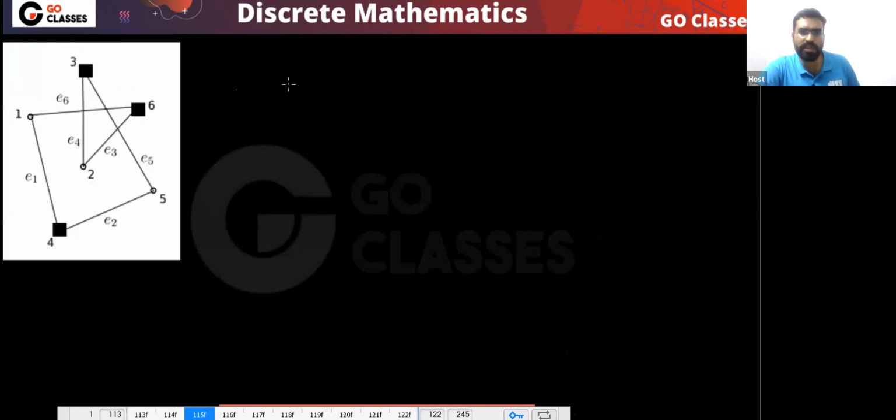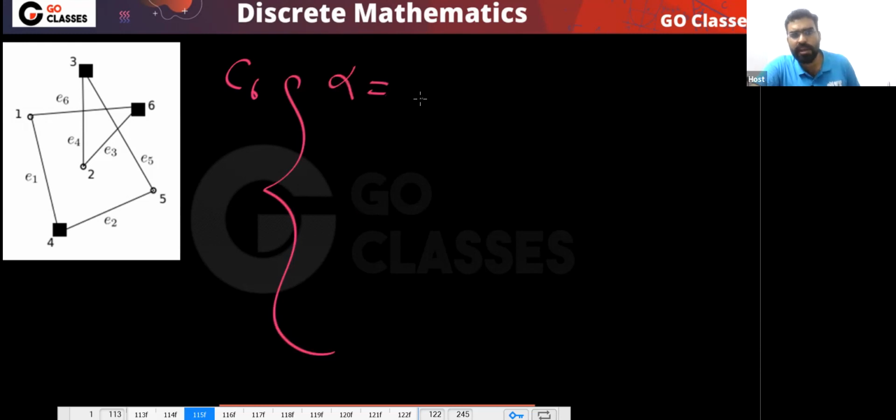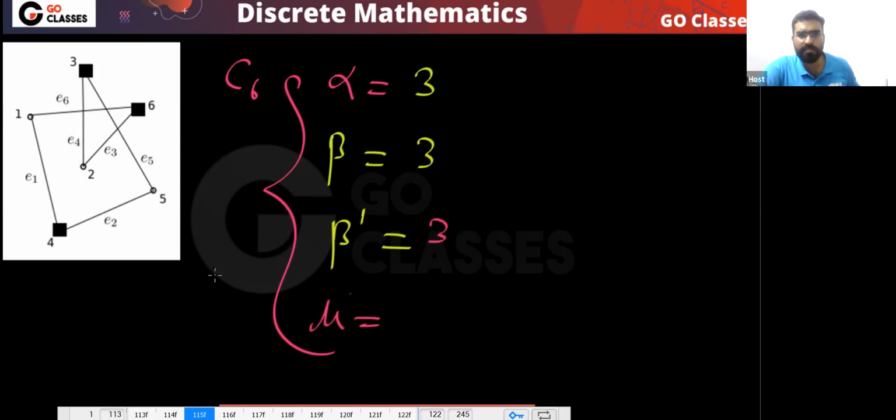For this graph, this is your C6. For this C6, what are all the data? Tell me. First, you tell me alpha. Independent set, that will be 3. Vertex cover, what is the vertex cover? That also will be 3. What is the edge cover? You want to cover all the vertices. That also will be 3. And what is the matching? That also will be 3. So for this C6, all things will be actually 3.